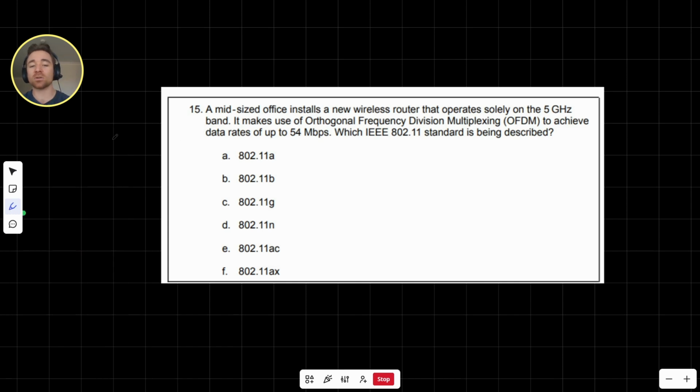The next one reads, a mid-sized office installs a new wireless router that operates solely on the 5 GHz band. It makes use of orthogonal frequency division multiplexing to achieve data rates of up to 54 megabits per second. Which 802.11 standard is being described? A. 802.11a, B. 802.11b, C. 802.11g, D. 802.11n, E. 802.11ac, F. 802.11ax. Pause the video if you need more time.